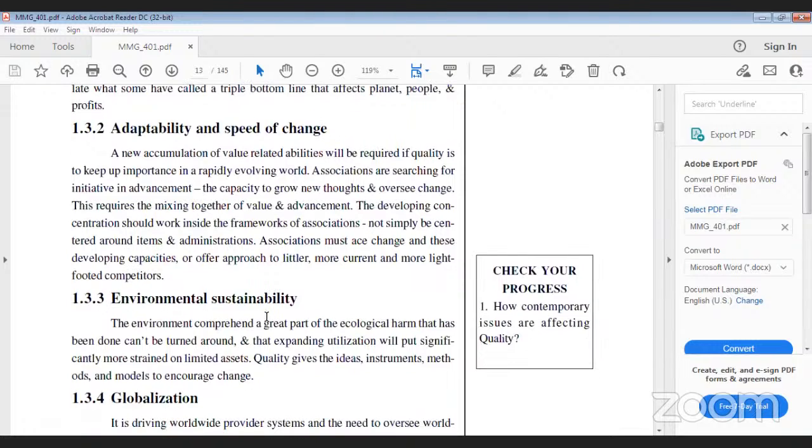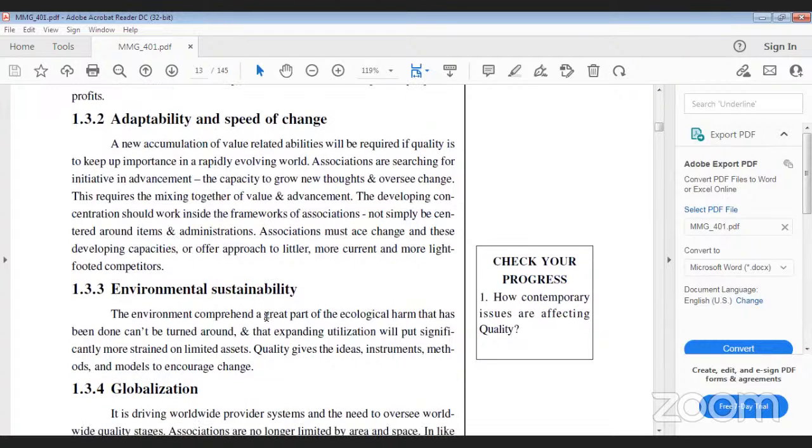Then the third point is that of the adaptability and speed of changes also here. The environment here requires a new accumulation of quality-related abilities if quality is to keep its importance in the rapidly evolving world also there. Organizations must acknowledge change and these developing capabilities or approaches to be more current and more agile also there.